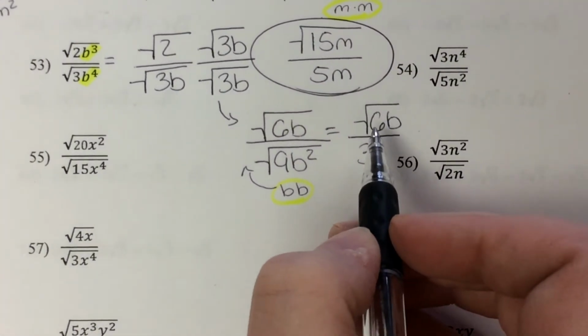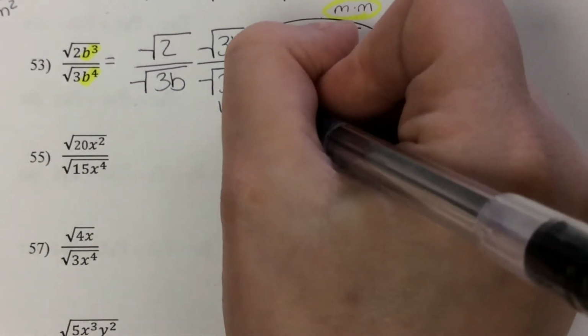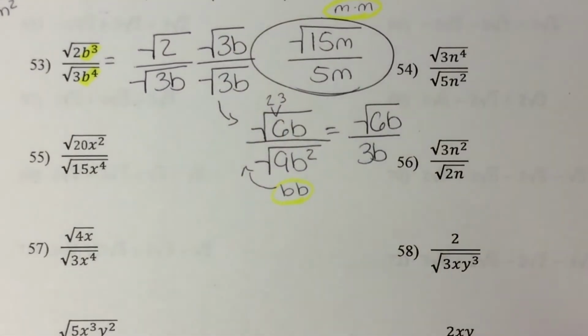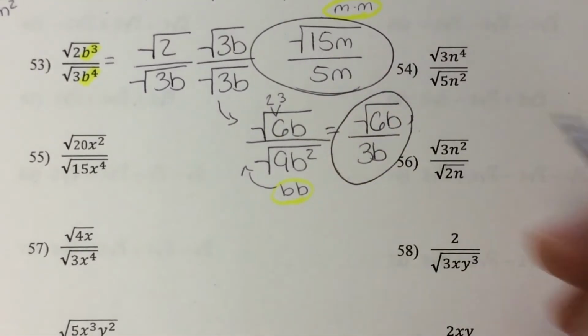Why didn't I simplify the top? Because if I do a factor tree with 6, it's just 2 and 3, and there's no pairs. All right, so this is it for that one.